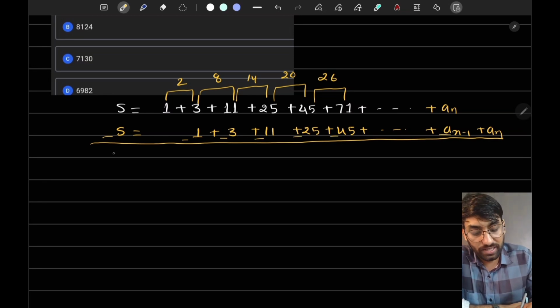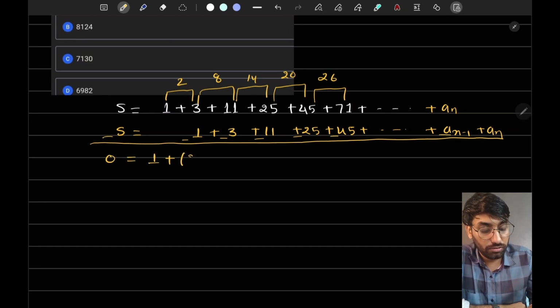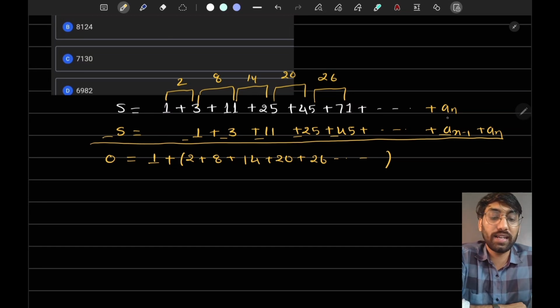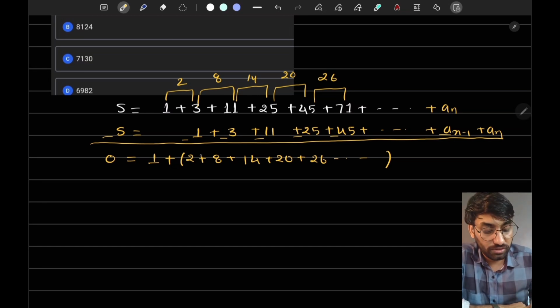So this left hand side will become 0, and here I will get 1 plus 2 plus 8 plus 14 plus 20 plus 26 and so on, till n minus 1 terms. Because if I am starting from 3 to n, how many terms are there? We have n minus 1 terms. So the total number of terms from here to here will be n minus 1 terms. Correct?